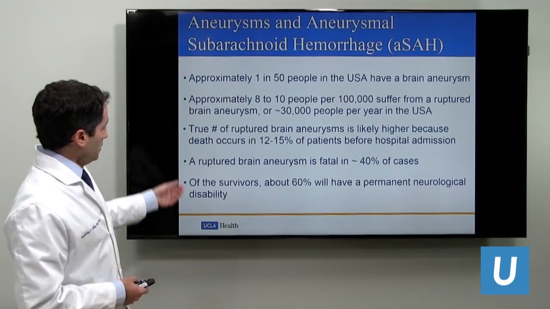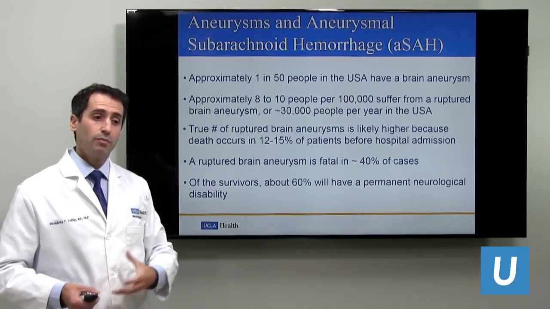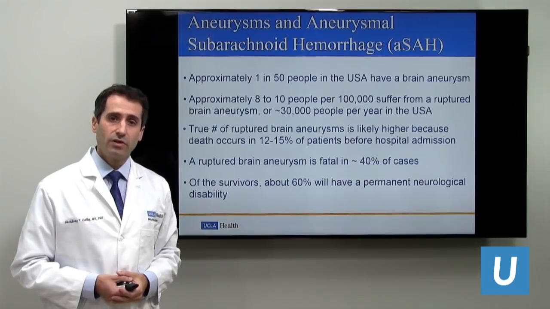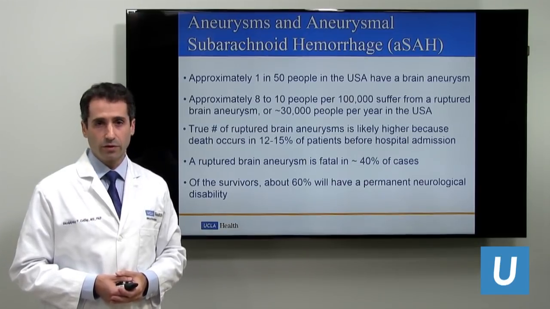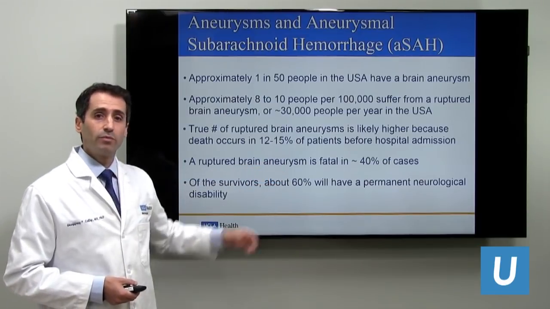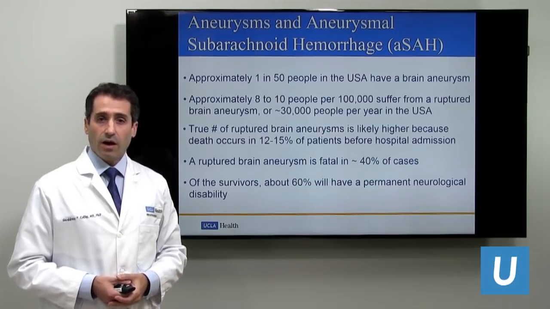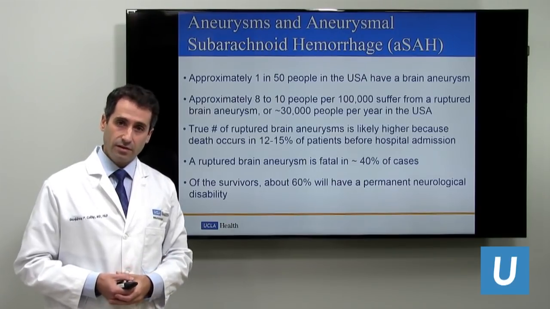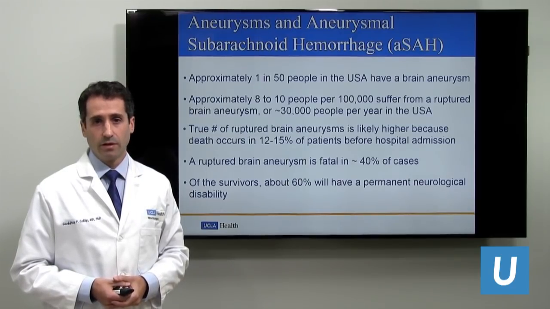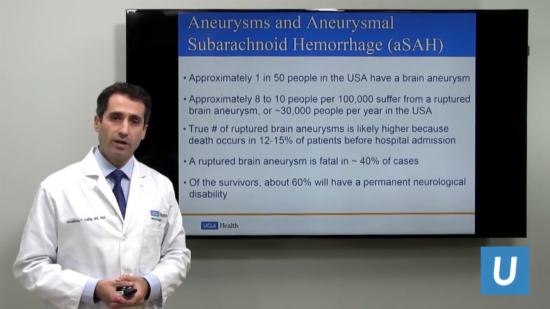So there's a lot more people that have brain aneurysms than people that suffer subarachnoid hemorrhages, which is a good thing. However, the true number of ruptured brain aneurysms is likely higher because a portion of the patients that have a ruptured brain aneurysm and a subarachnoid hemorrhage will die before they reach the hospital, unfortunately. A ruptured brain aneurysm is fatal in about 40% of cases, or 40% of patients with this problem. Of the patients that survive this event, about 2/3 of them will have some sort of permanent neurological disability. So, if possible, we do everything we can to avoid a subarachnoid hemorrhage.